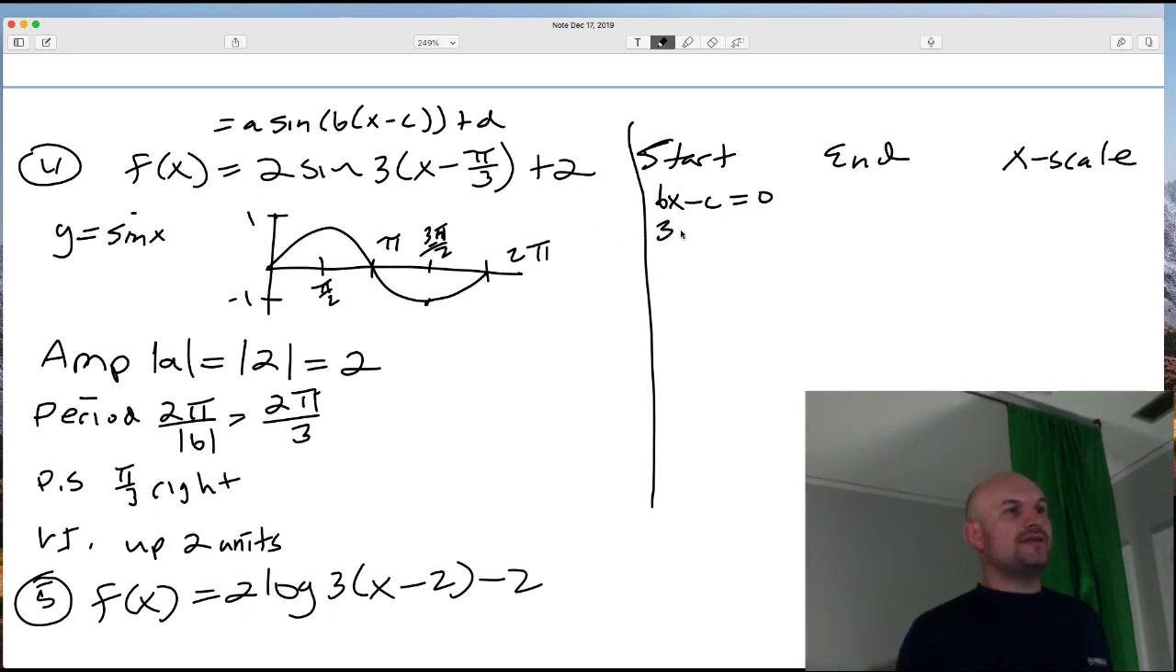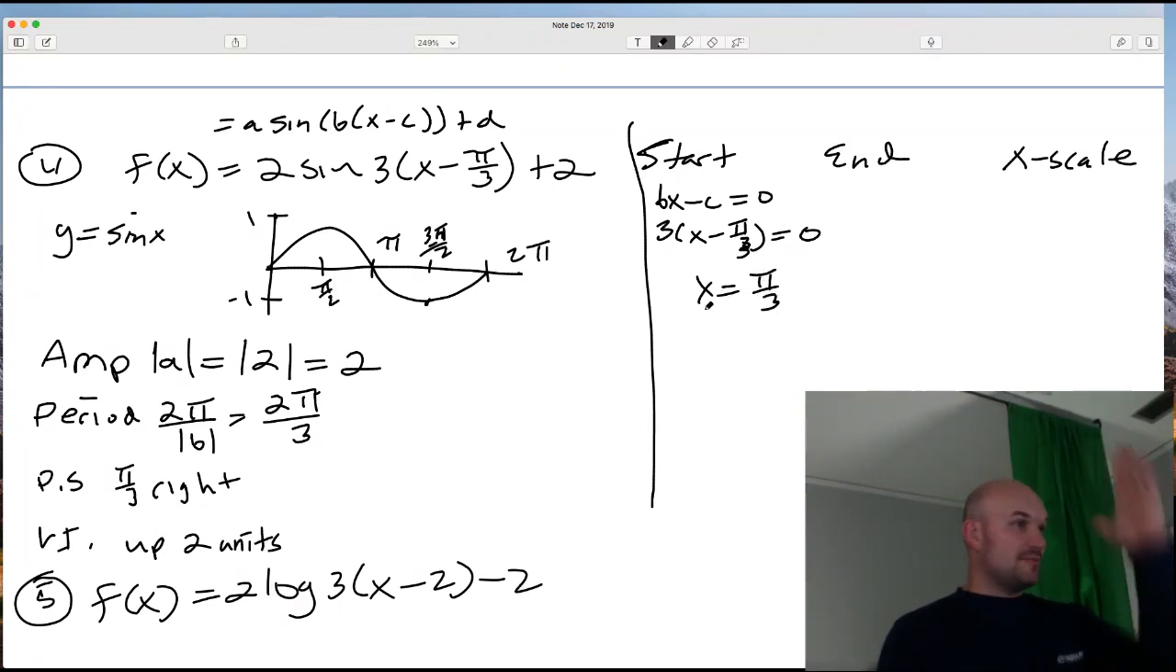So I'll just do 3 times x minus pi thirds equals 0. So you divide by 3 on both sides, add pi over 3, so you can say x equals pi over 3. So now the new starting point is going to be at pi over 3. The end, you can see the graph ends at 2 pi.